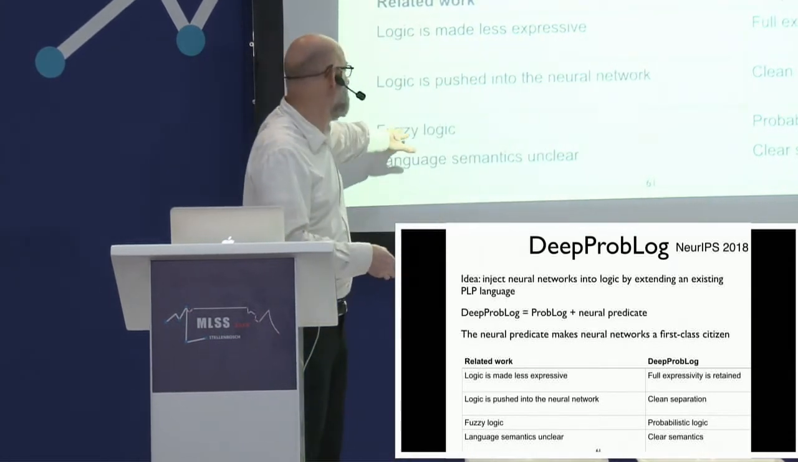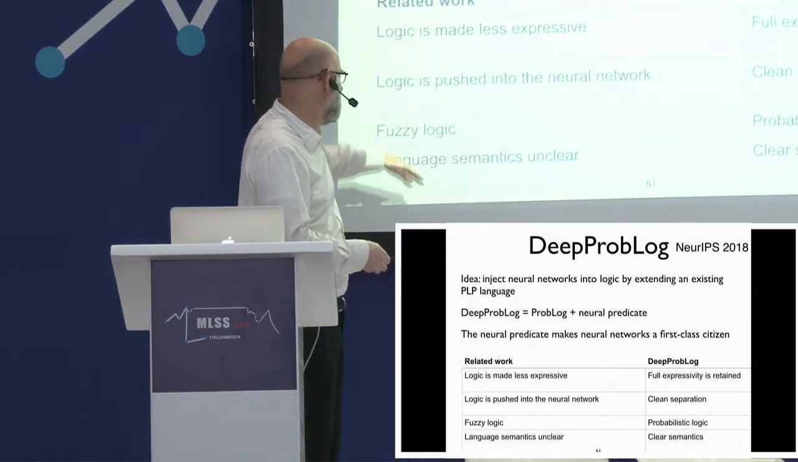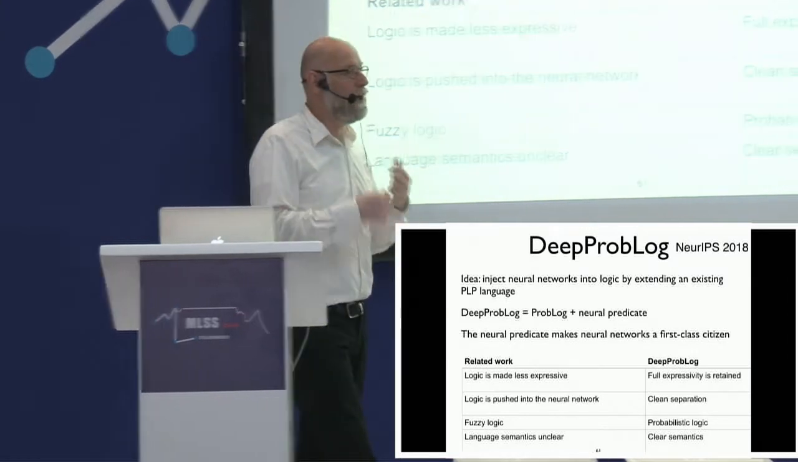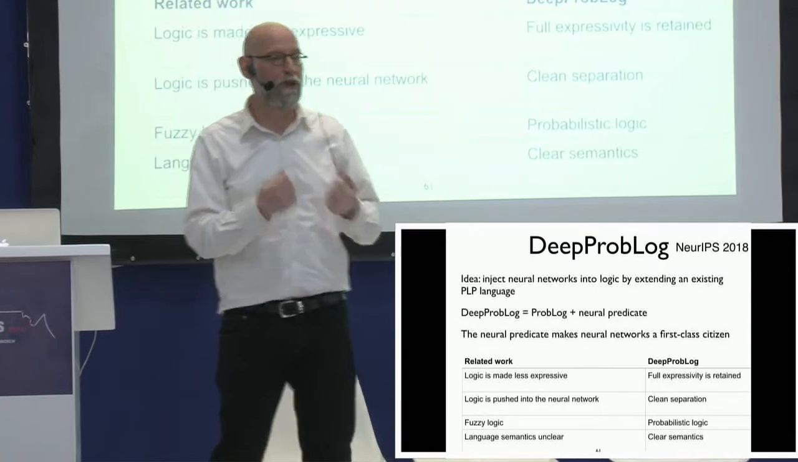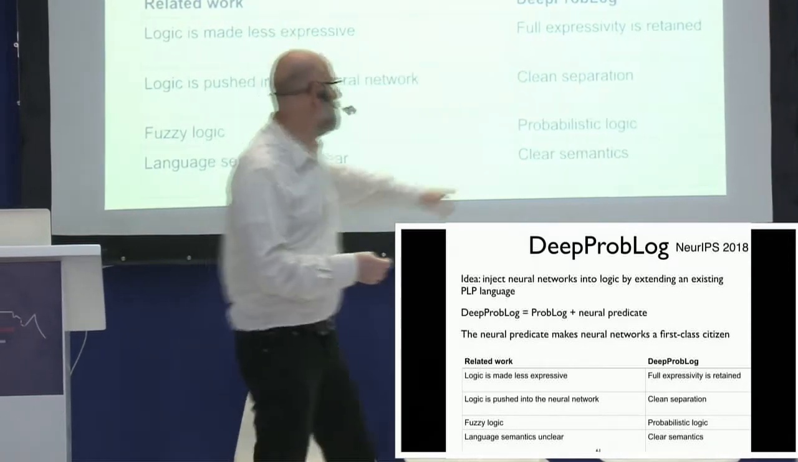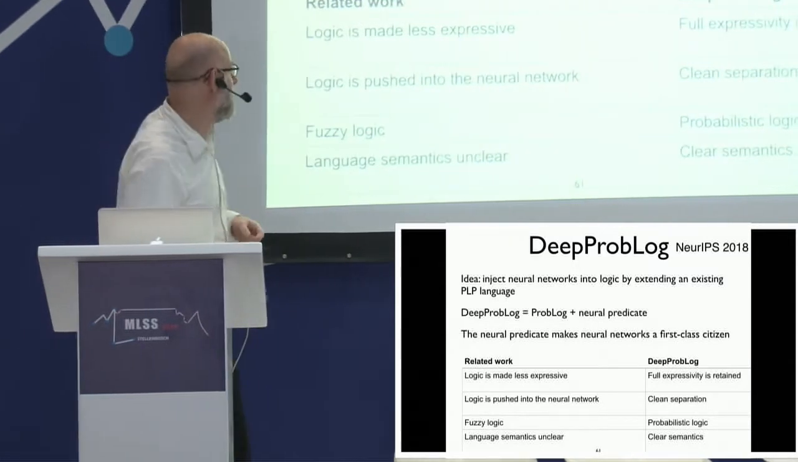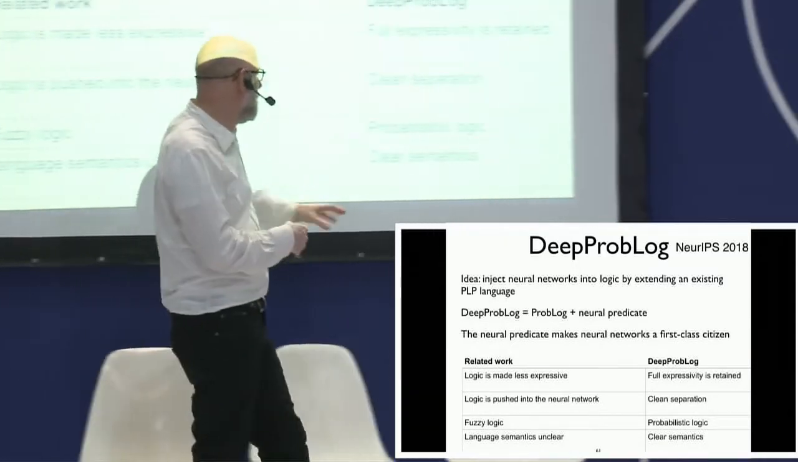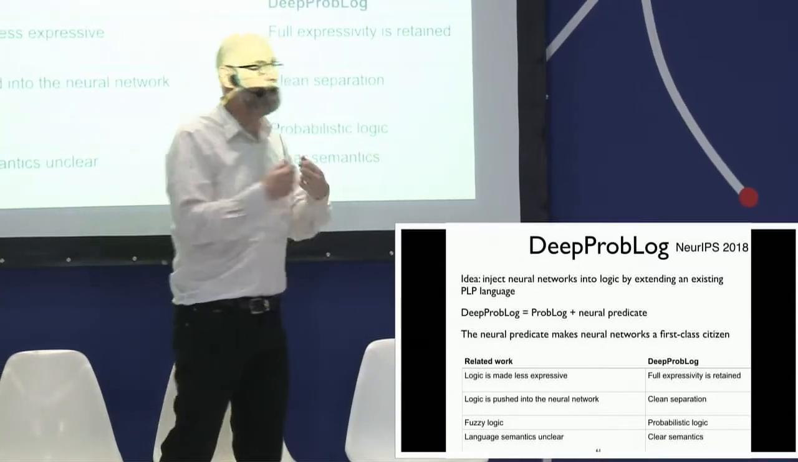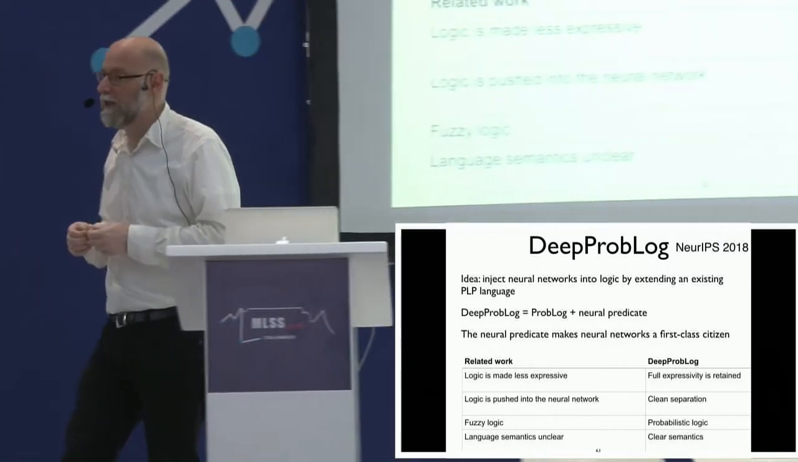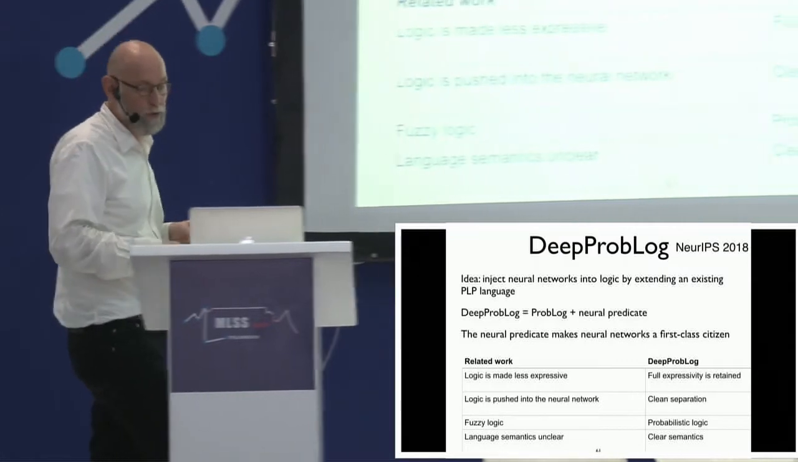In some of the systems, like I think the one from Serafini and some other ones, they're based on a kind of fuzzy logic, whereas we have a probabilistic logic. And then the other thing is that we've still got a very clear semantics. We know exactly what our probabilistic programming language equipped with these neural predicates is referring to.